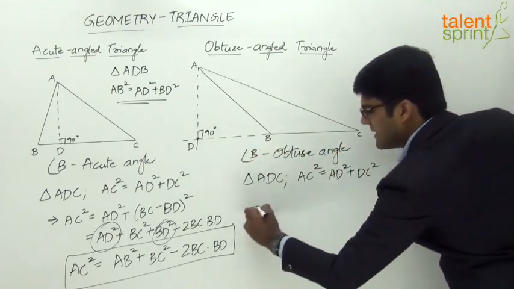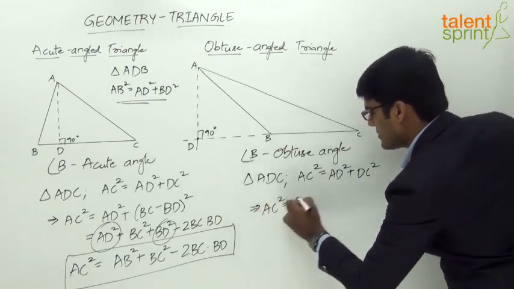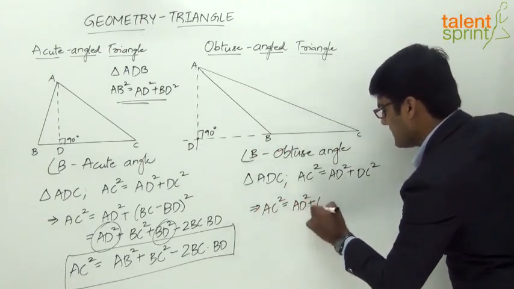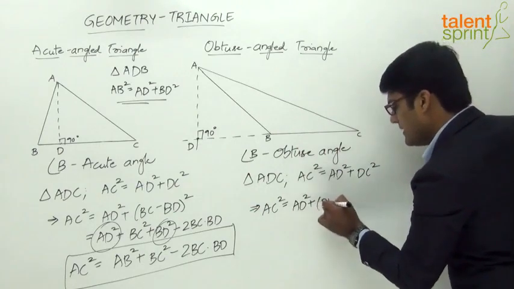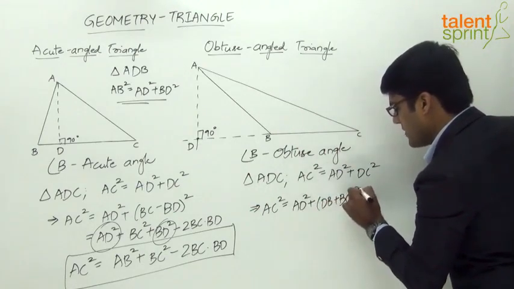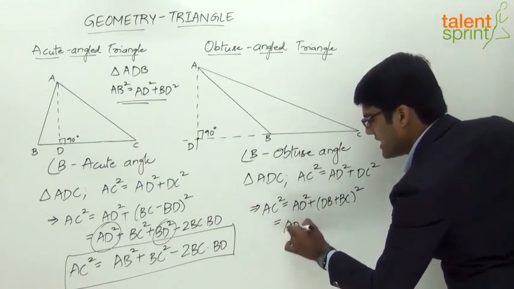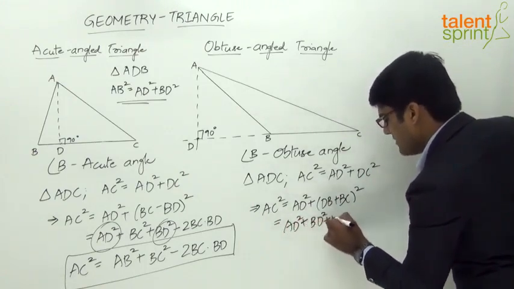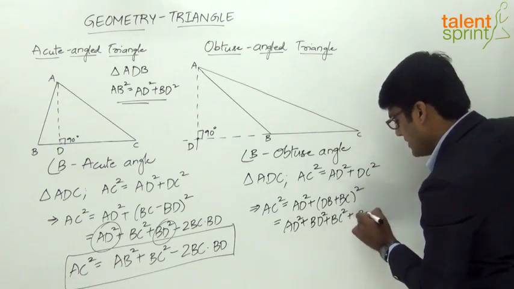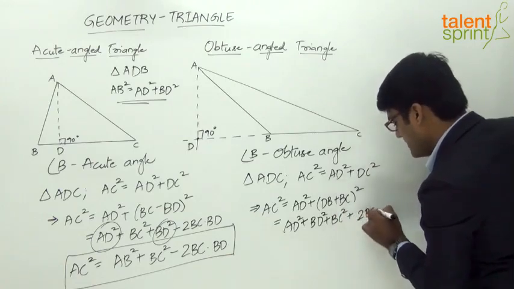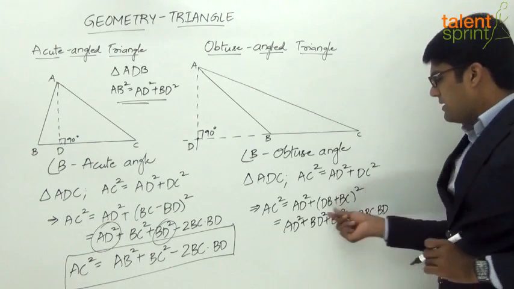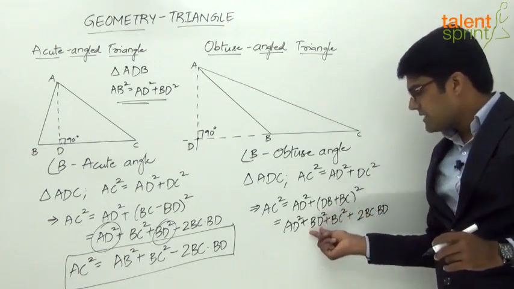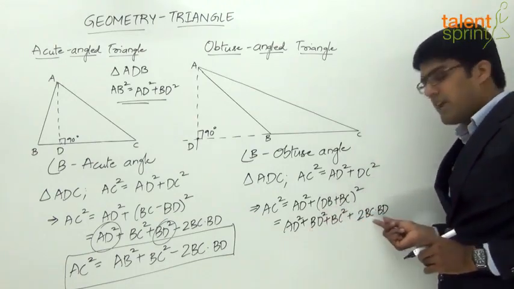So let us replace it now. We get AC squared equals AD squared plus DC, which is DB plus BC, whole square. So when we expand this using the A plus B whole square formula, what do we get? BD square plus BC square plus 2 into BC into BD. Yes or no? DB or BD, right? So that is A square plus B square plus 2A into B.